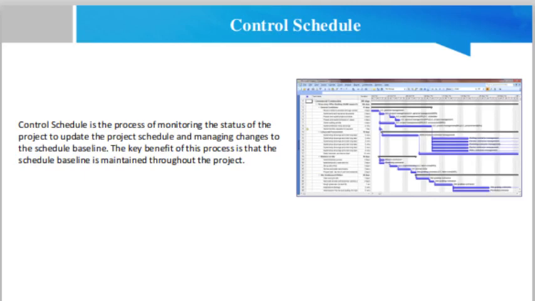Today we shall discuss a topic, the control schedule. Friends, today's topic is very interesting, especially if you have an interest in project management or you are planning to give the PMP exam in the near future. So this is a very interesting and important topic for you.